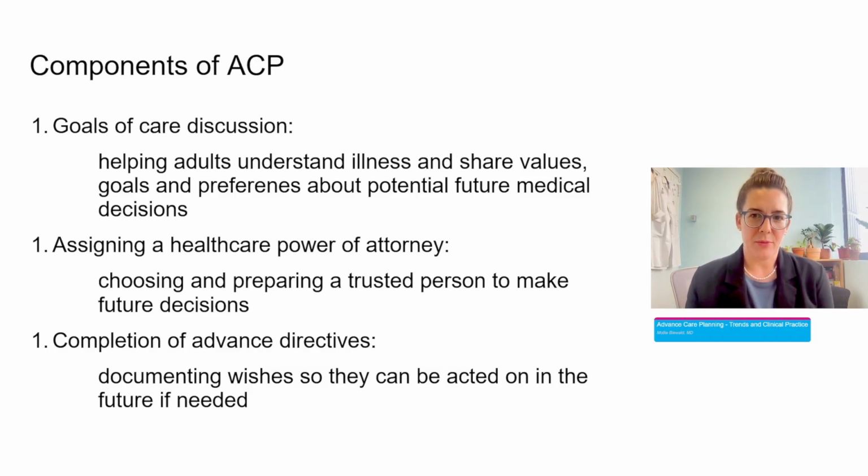So I want to now touch on the three central components of advanced care planning, which we'll discuss in more detail shortly. So the first piece is a goals of care discussion, which is our tool to help support adults in understanding and sharing values, goals, and preferences about potential future medical decisions. The second piece is assigning a person, a healthcare power of attorney, which is the process of choosing and preparing a trusted person to make medical decisions. And the third piece is completing advance directives, which is documenting these wishes for medical care so that they could be acted on in the future when decisions need to be made.